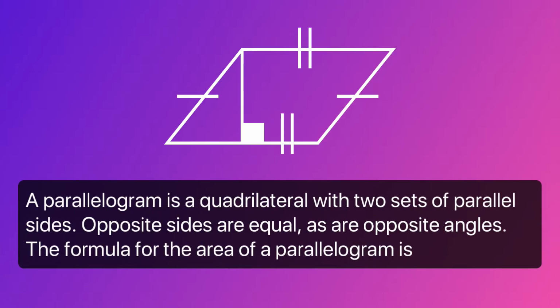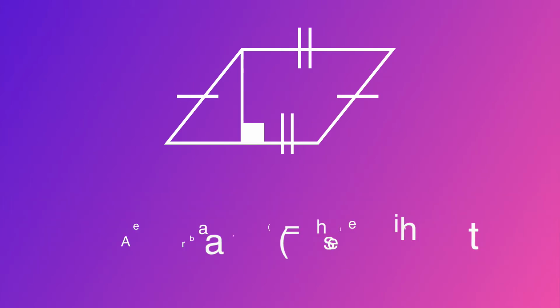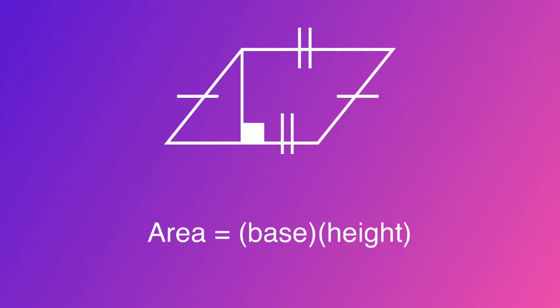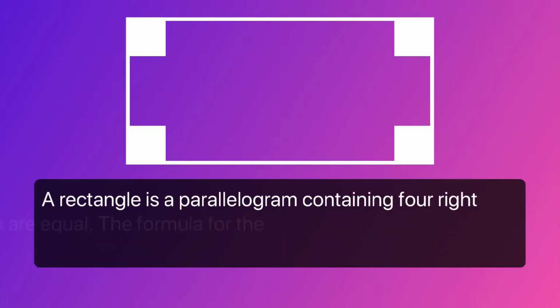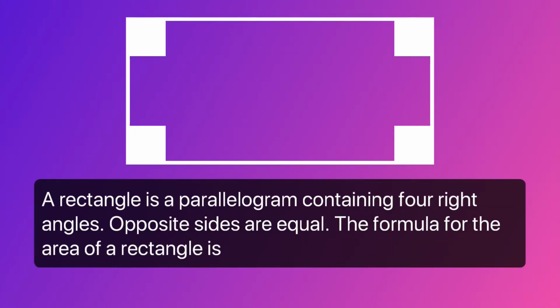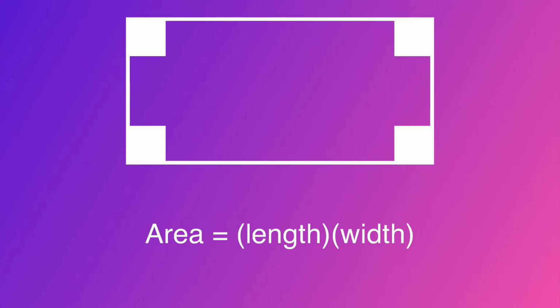A parallelogram is a quadrilateral with two sets of parallel sides. Opposite sides are equal, as are opposite angles. The formula for the area of a parallelogram is area equals base times height. A rectangle is a parallelogram containing four right angles. Opposite sides are equal. The formula for the area of a rectangle is area equals length times width.